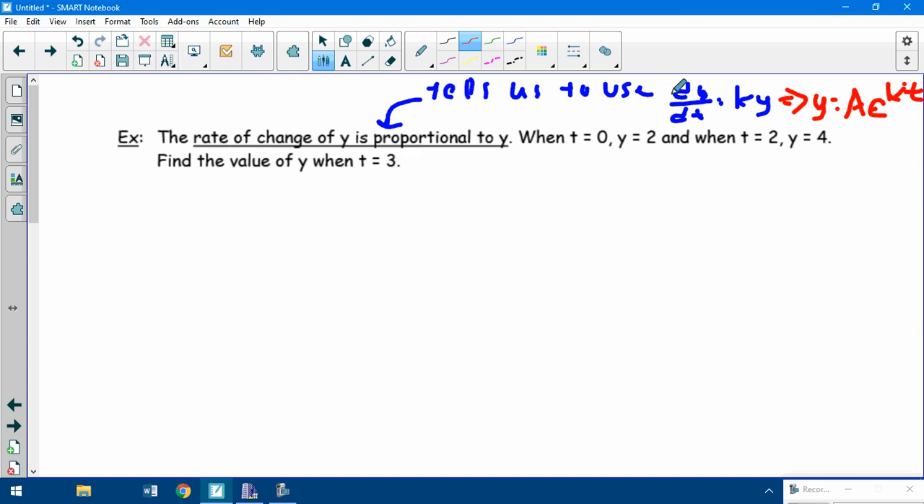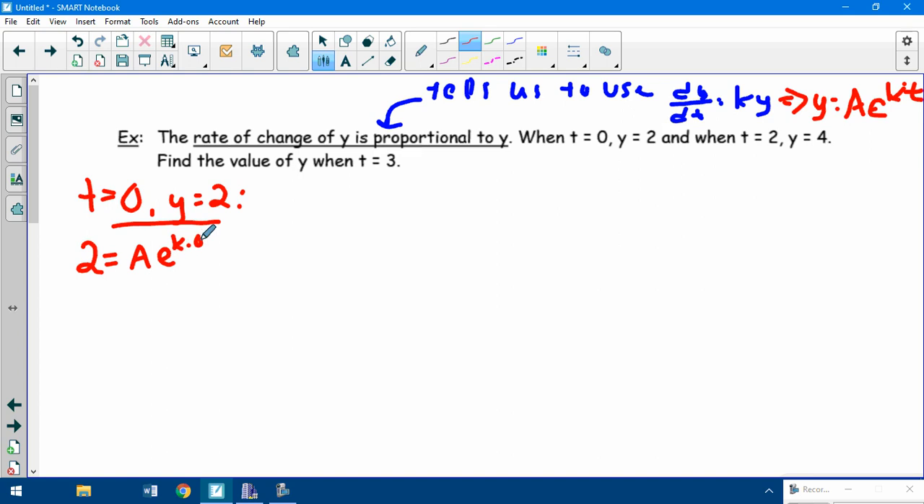So we don't really have to do all that calculus deriving that we did on the front. Now that I've done it once for you, you just know that when you see those words, use PERT. Okay, so we know a couple things. We know when t equals 0, y equals 2. Okay, so 2 equals a e to the k times 0.